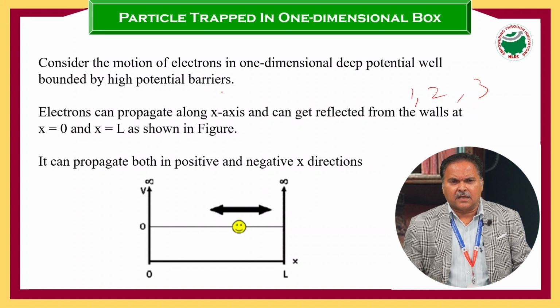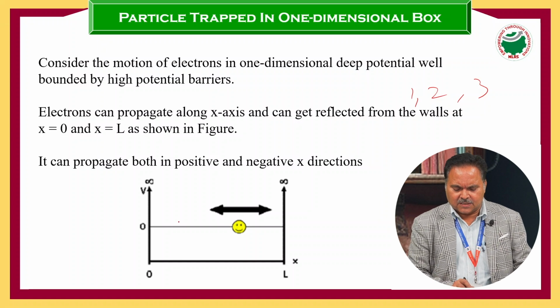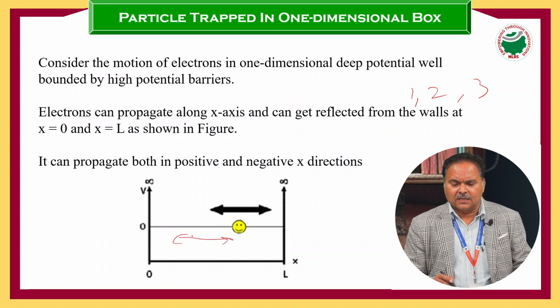So the electron can propagate along the x-axis in this direction. Along the x-axis, the electron will be moving from one place to another. If it goes in the forward direction, it will collide with the boundary, then come back along the same path. So the electron keeps moving along the same path.